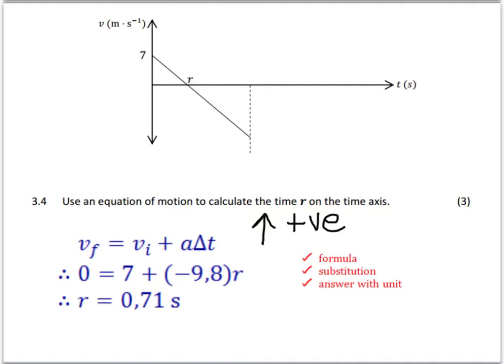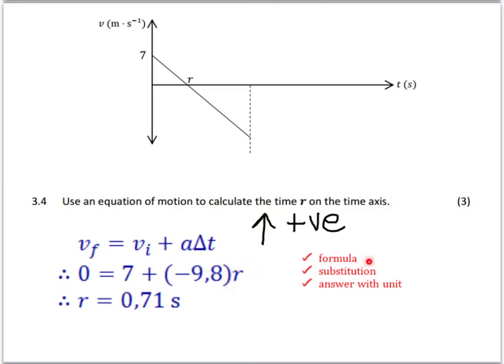And the other piece of information we have is that at point r, at the point of maximum height, your final velocity is 0. So a sensible choice of equation here is this one, the one that relates final velocity, initial velocity, acceleration, and time. And the time in this particular case is r, which is the variable that we are looking for.